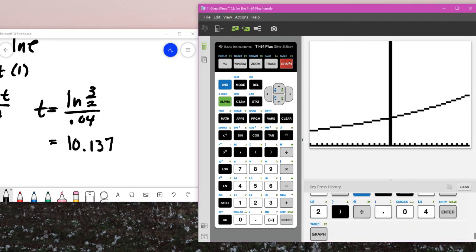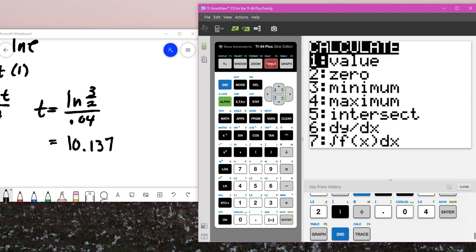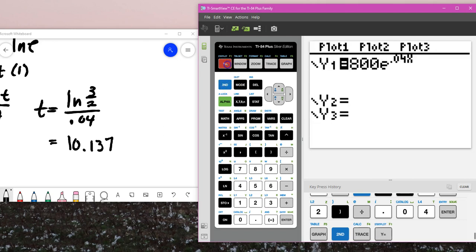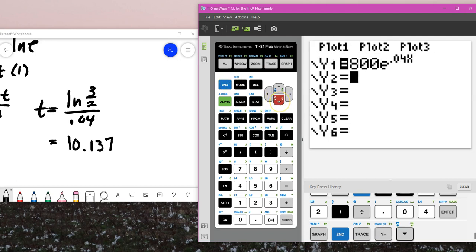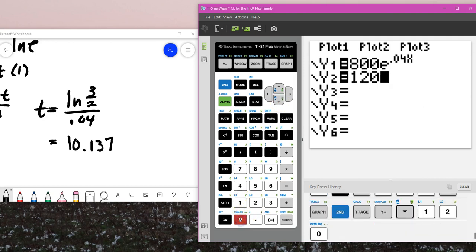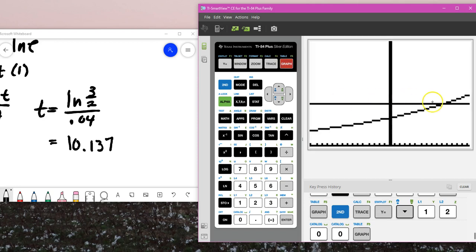There's another way to get that. We can use the intersect feature in the calculator. That's also in the calc menu. So I would go to Second, Calc. Oh, I need to do something first. Give me just a second. So in the y equals menu, I need to type in that 1200 that we were trying to get to. So there's the 1200, and on the graph, that intersection point is going to give us the number of days.